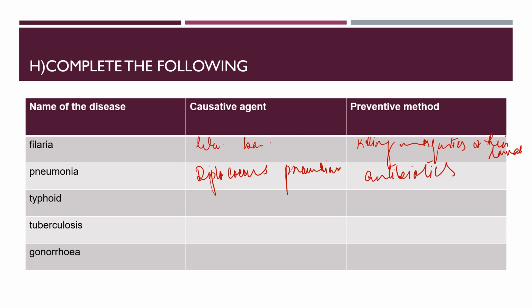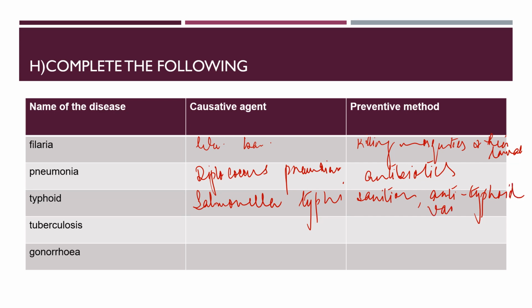Now typhoid: the causative agent is Salmonella typhi, and what are the preventive measures? Proper sanitation and anti-typhoid vaccination. So anti-typhoid vaccination should be given.